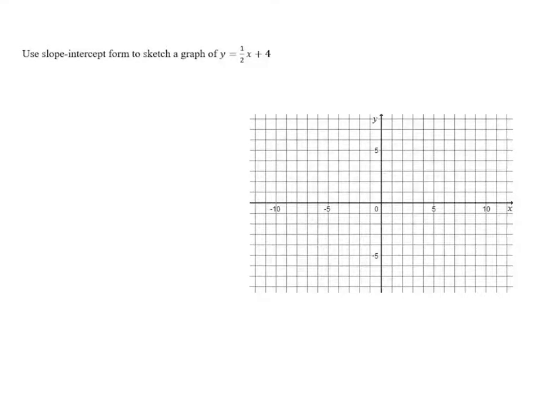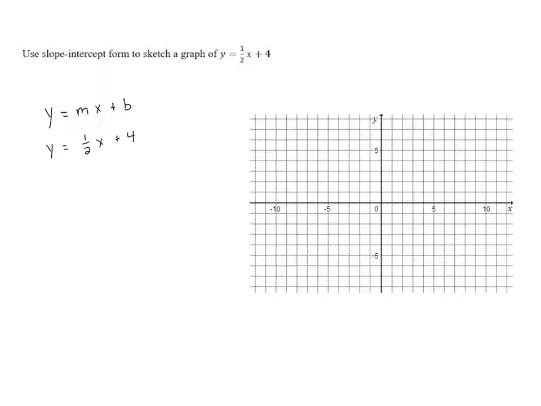Use slope-intercept form to sketch a graph of y equals 1/2 x plus 4. Slope-intercept form is y equals mx plus b. And this equation is already in slope-intercept form. Y equals 1/2 x plus 4.